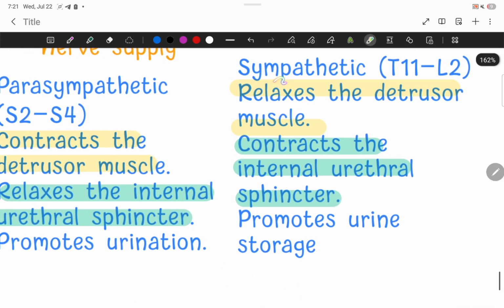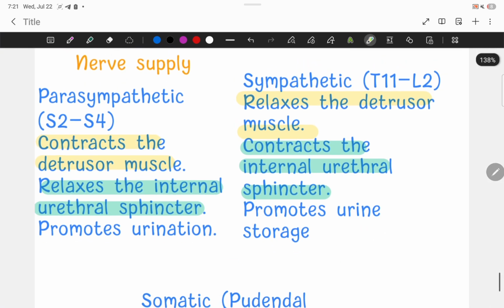And the sympathetic comes from T11 to L2. What can they do? They relax the detrusor muscle, and they contract the internal urethral sphincter. So they promote urine storage. So they are opposite each other.